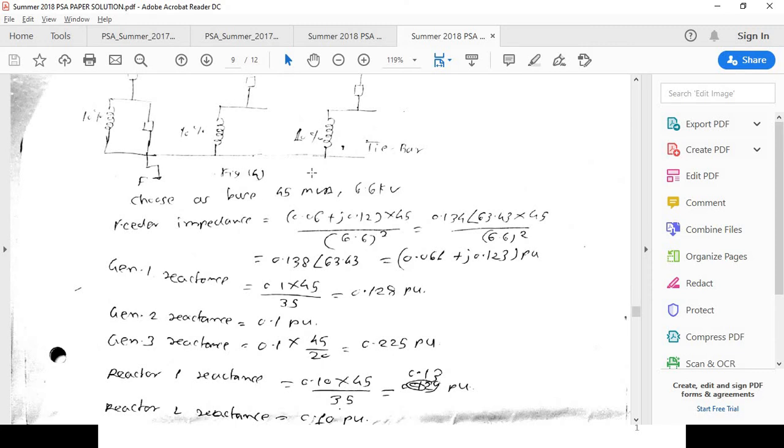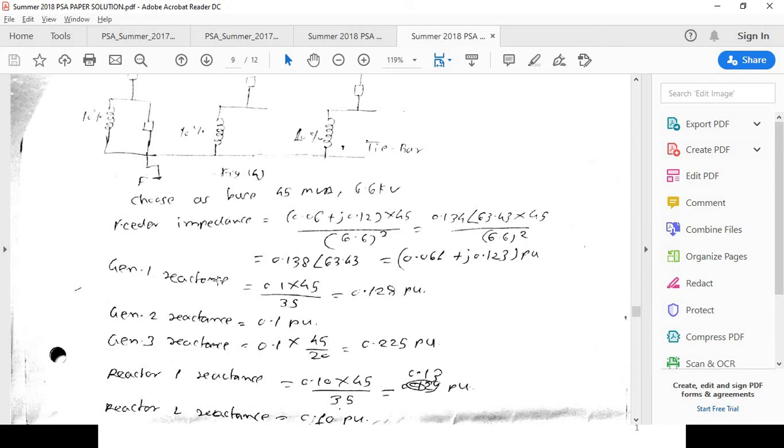First of all, we select the base value of power and base value of voltage. Choose base power 45 MVA and base voltage 6.6 kV. Accordingly, we calculate each parameter in per unit form. Feeder impedance is (0.06 + j0.12) times base MVA upon base kV squared, that is 45 upon 6.6 squared. So the feeder impedance in per unit form is 0.061 + j0.123 per unit.